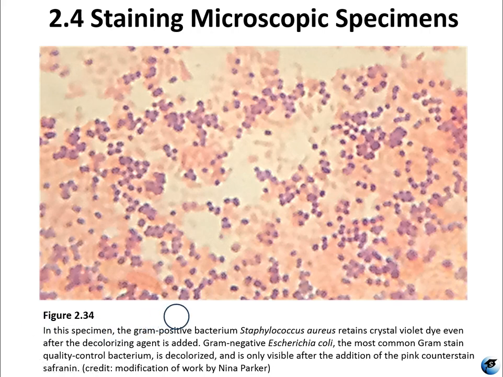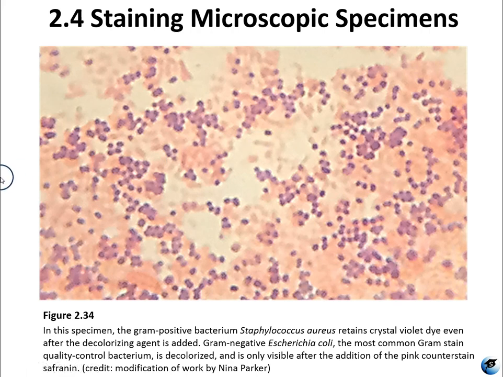This is an example of a mixed culture, so it has more than one species. These little round purple guys, these are cocci, and they are gram-positive. And then these yellow guys, these are bacilli, and they are gram-negative.